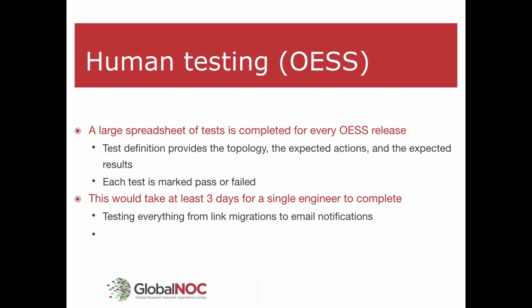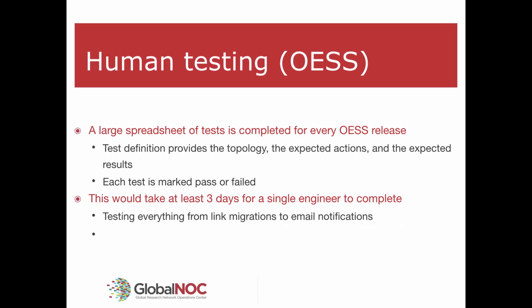And the human testing was basically we started generating a large spreadsheet of tests to be completed for every OESS release and vendor and flow space firewall and even external controller. These provided a topology, the expected actions, the expected results, the intent of the test, and, if it was covered by an automated test, which automated test case actually covered it. And each test is then marked passed or failed by the engineer running that test. It would take at least 3 days for a single engineer to complete this. And it wasn't really something we could multitask on because there wasn't enough hardware in the test lab. So really you had one engineer that just had to plow through and do all this.